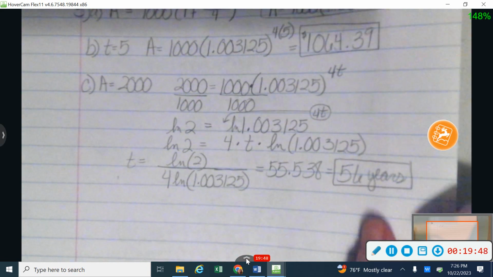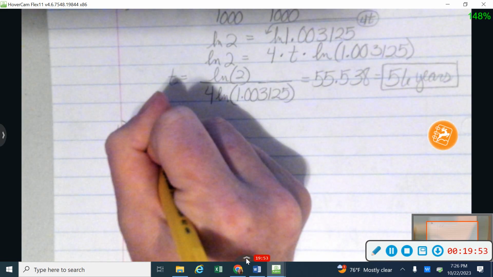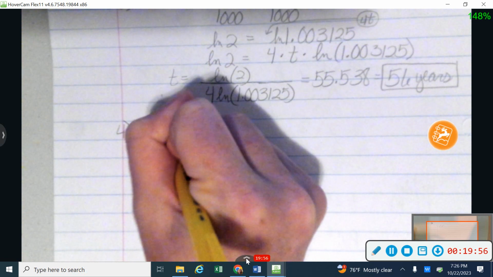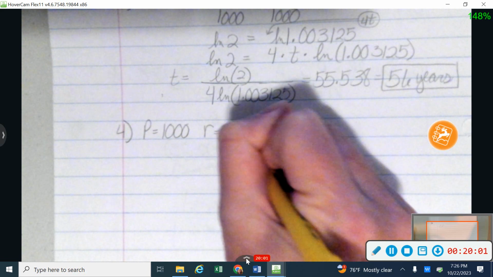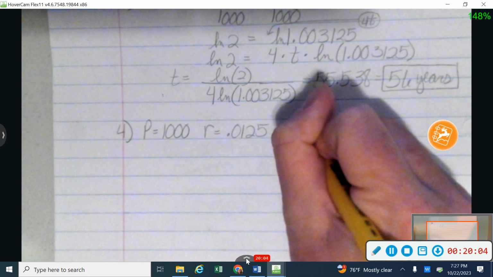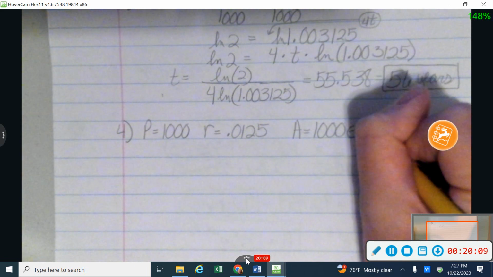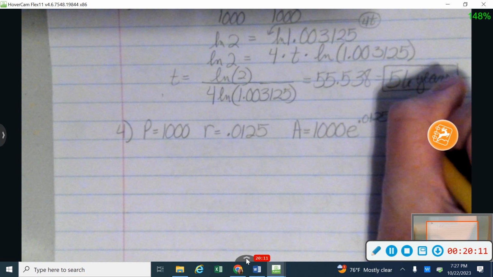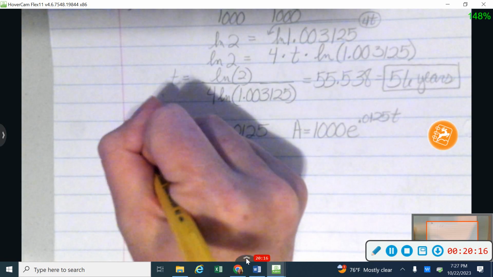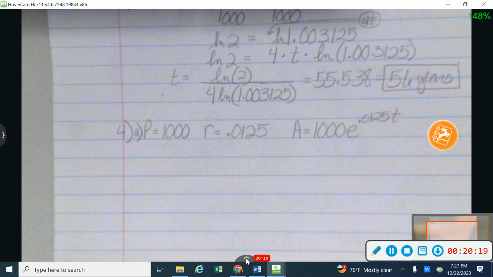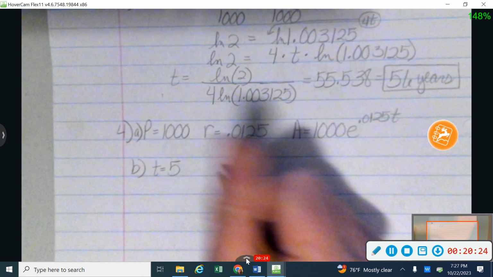Okay, on number 4, we're going to use that same information, my same principal amount, my same rate, just this time we're going to be compounding continuously, which sends me over to my A equals P e to the rt formula. So I'm going to have that A is equal to P, e to the 0.0125 times t power. So on part A, that's all they're asking us to do, just fill in the formula. All right, on part B, we're trying to find out how much money we have after 5 years.